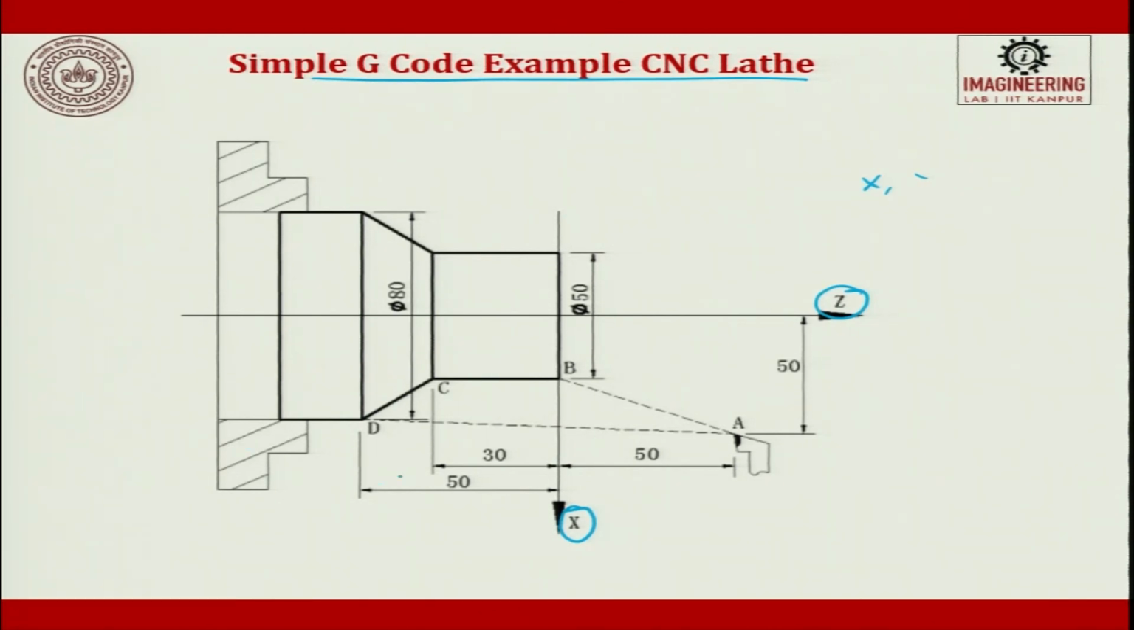If you look at the complete component, the component has to be faced and then it has to be turned, then you will have a taper in the turning and then finally you make it. The larger diameter is going to be dia 80 and the smaller diameter is going to be dia 50. The length of the shaft, whatever you have made, the length is going to be 30 and this length is going to be 50.